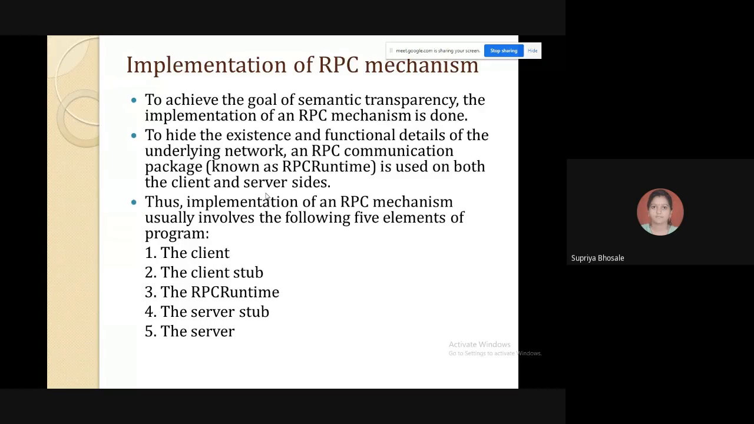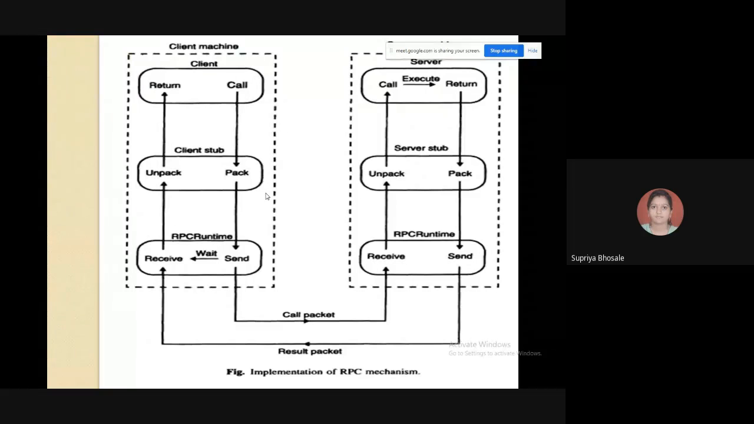Here there are five main modules: the client, the client stub, the RPC runtime, the server stub, and the server. We saw how they work in the actual RPC mechanism one by one. Before that, we saw this particular diagram. Here is your client machine, here is your server machine. From the client you send a call for a procedure to be fetched from the server. This call will be packed at the client stub, and then sent to the RPC runtime present at the client machine.